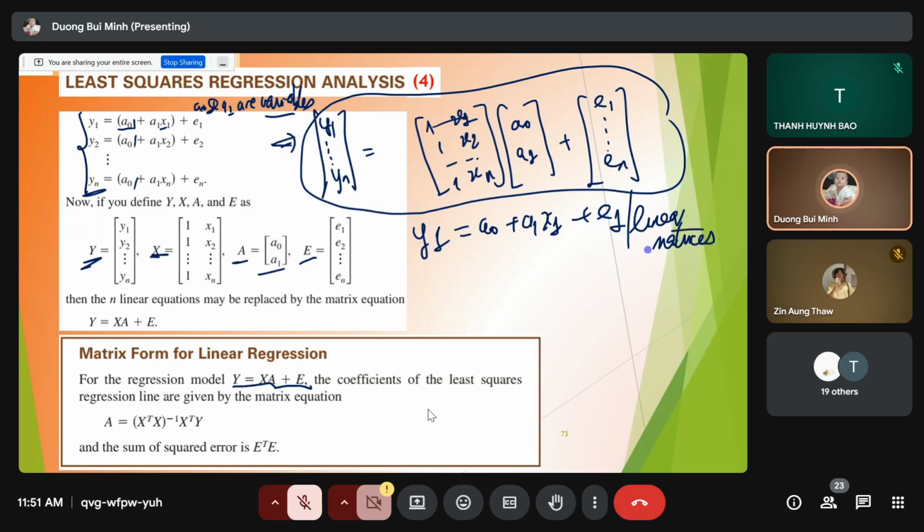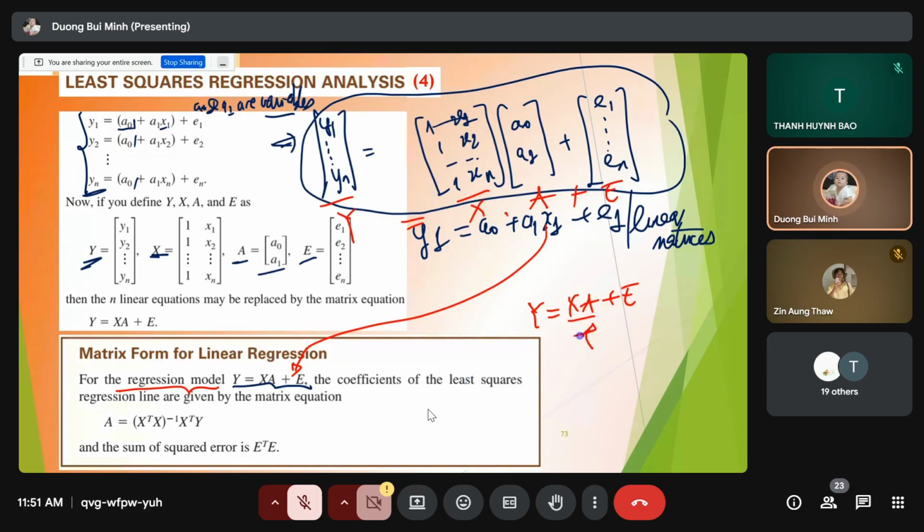Matrices, right? The linear combination of matrices. Okay, here I say this one is I, this one is x, this one is a, this one is e. You can get this one here. So now we have y equals x times a plus e. So this is the regression model: y is x times a plus e. We need to find a.